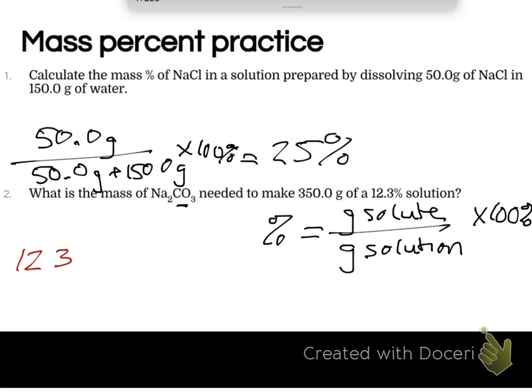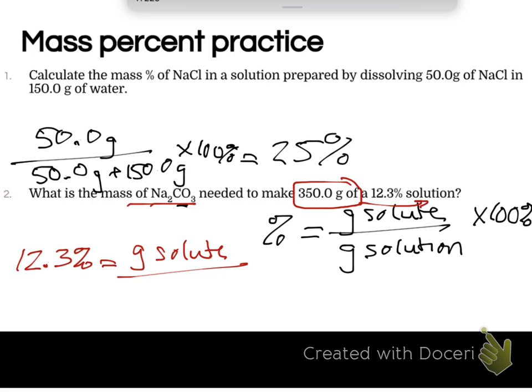So I'm going to just substitute it into this problem. So it's 12.3%, and it equals however many grams of solute, which we probably don't know because it's asking us for that. So grams of Na2CO3 divided by 350 grams, because it says 350 grams of solution, right? So I know there's a number in between. Don't let that confuse you. It's still 350 grams of solution. So we can put that one on the bottom.